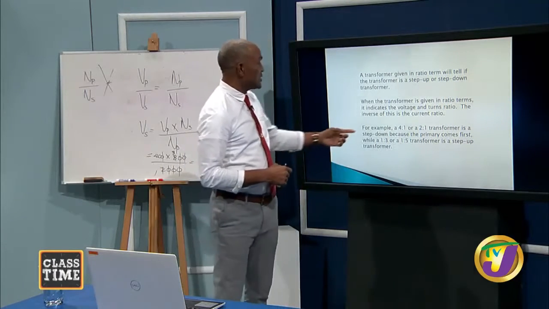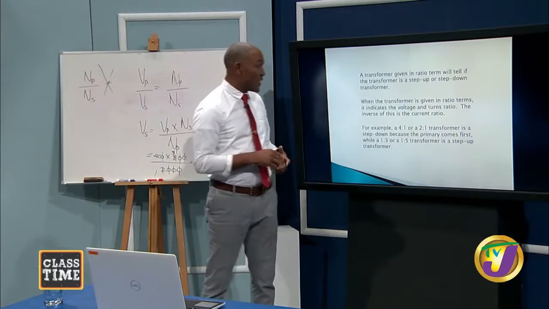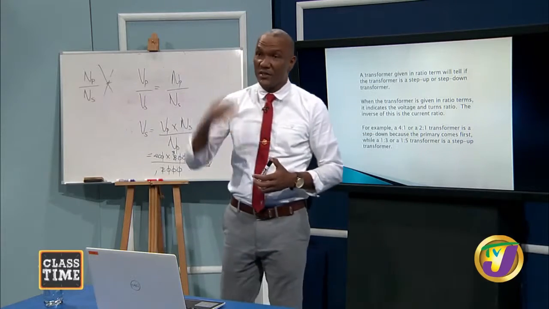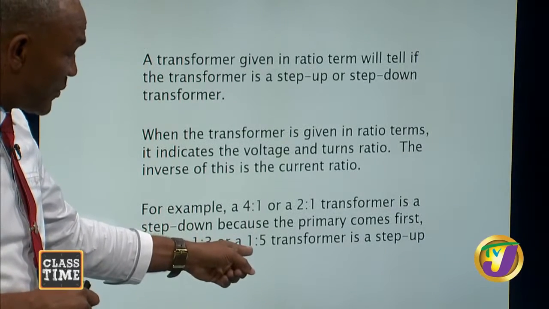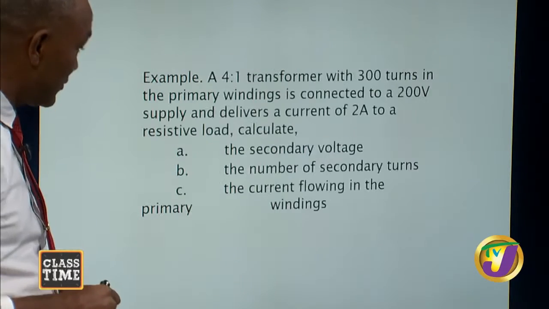is a step-down transformer because the primary comes first. Whilst a 1-to-3 or a 1-to-5 or a 1-to-4 would be a step-up transformer. This tells you that the voltage on your primary is 4 times bigger than on your secondary. This tells you that the number of turns on your primary is 2 times the number of turns on your secondary. And this will tell you that the number of turns on your secondary is 5 times the number of turns on your primary.